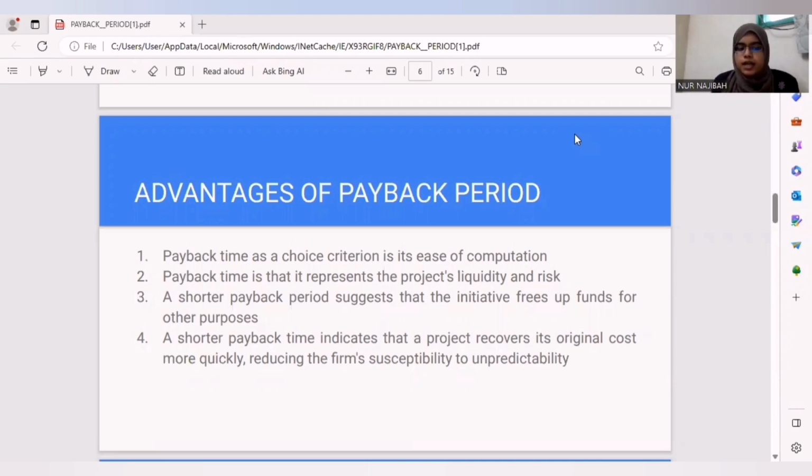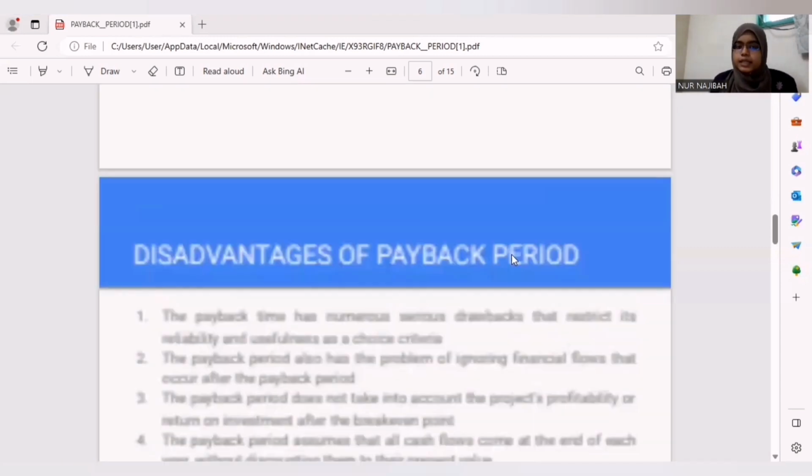Today I want to talk about advantages of payback period. There are four. The first is that the payback time as a choice criterion has ease of computation, and the second is that it represents the project's liquidity and risk. The third is that a shorter payback period suggests that the initiative frees up funds for other purposes, and lastly, a shorter payback time indicates that a project recovers its original cost more quickly, reducing the firm's susceptibility to unpredictability.